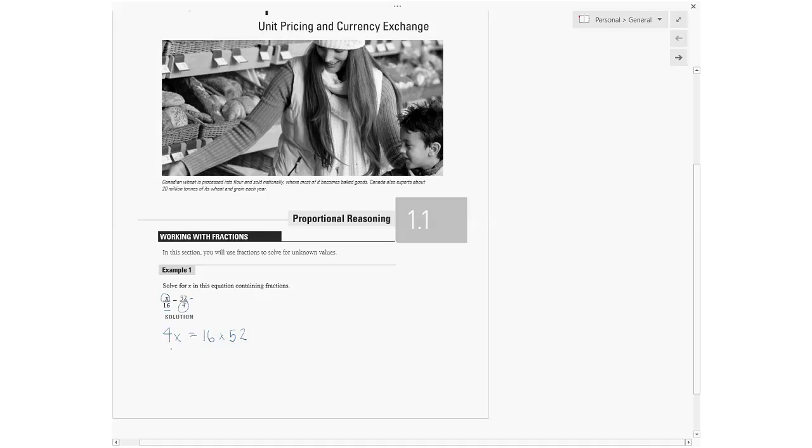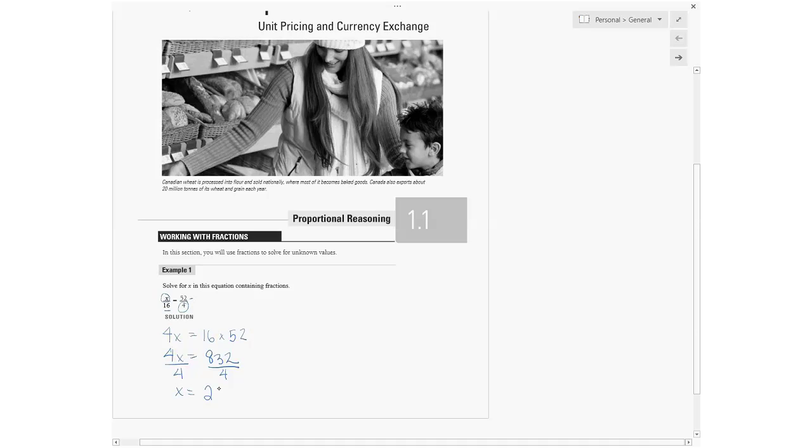Well, 4x is equal to 16 times 52. I put that into my calculator and I get 832. But I don't want to know what 4x is, I want to just know what x is. So I'm going to divide by 4 and divide by 4. And x is going to equal 832 divided by 4, which gives me 208.